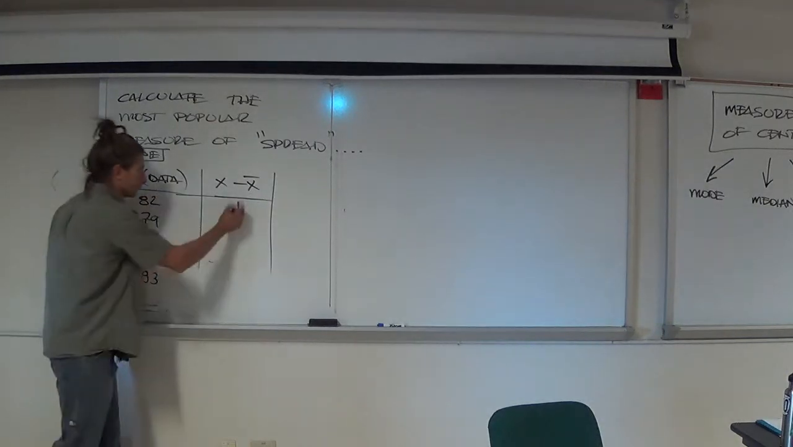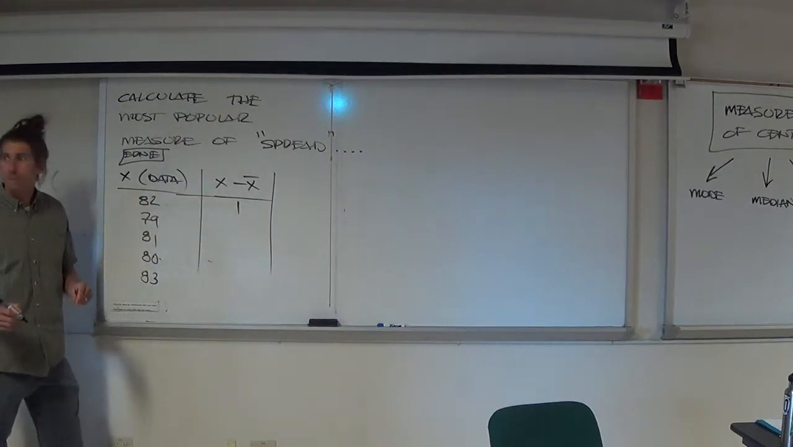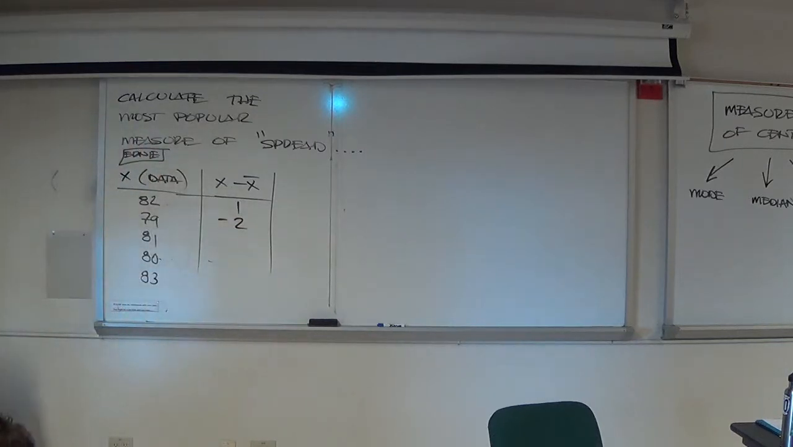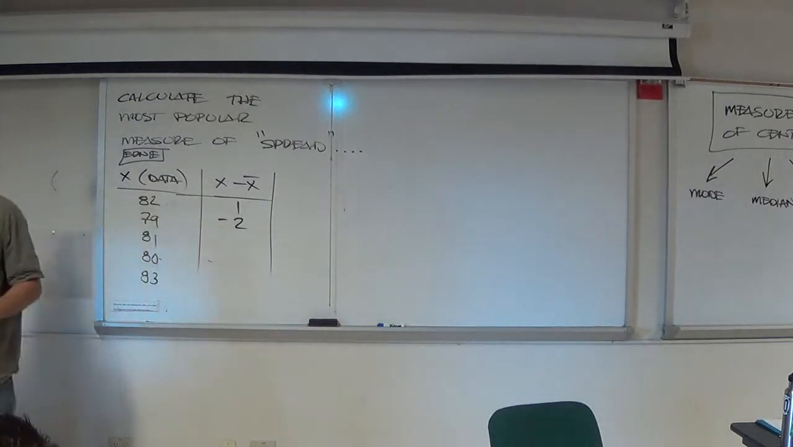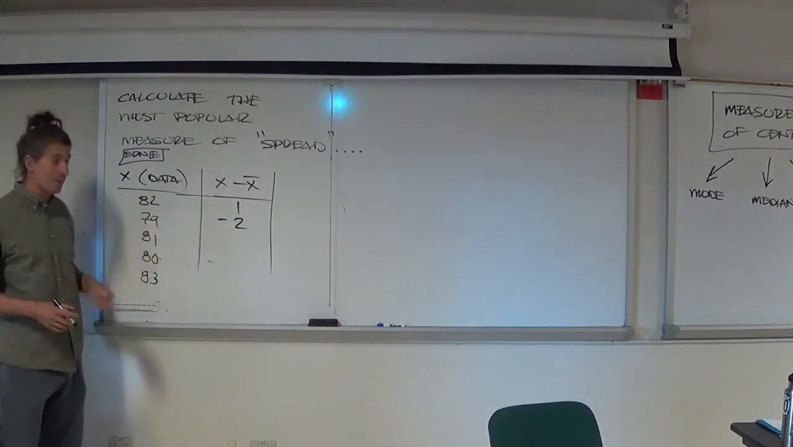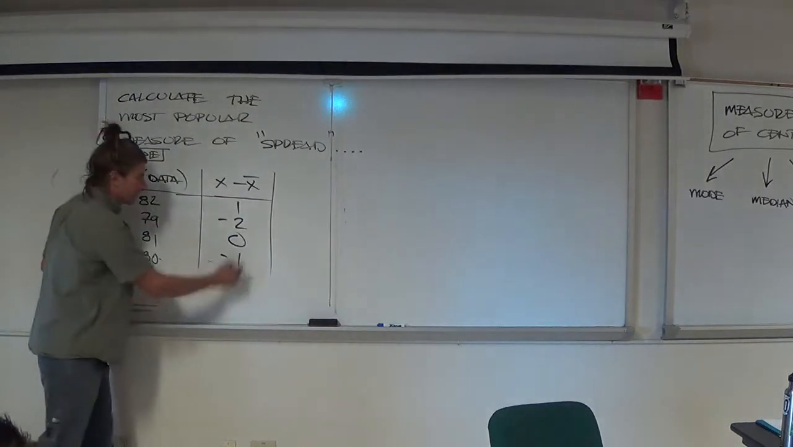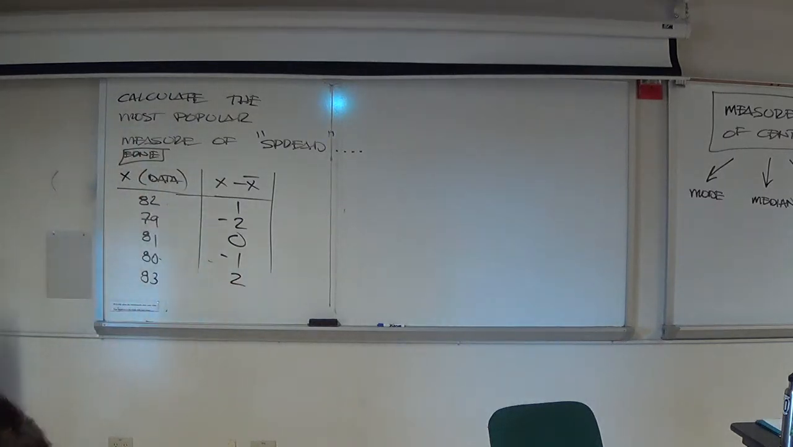What is 82 minus the average of 81? 1. What is 79 minus the average of 81? Negative 2, right? And the reason I like this computation is because not only do you get the distance, but you get the placement of where it is. Because if all you have are these displacements, you now know, is it above or below average? That's 2 points below average, that's 1 point above average. This one right here, at average. This one, a point below. This one, 2 points above. All right, so that's good, yeah?